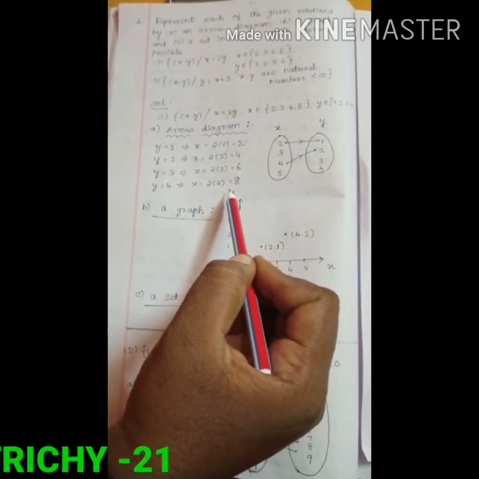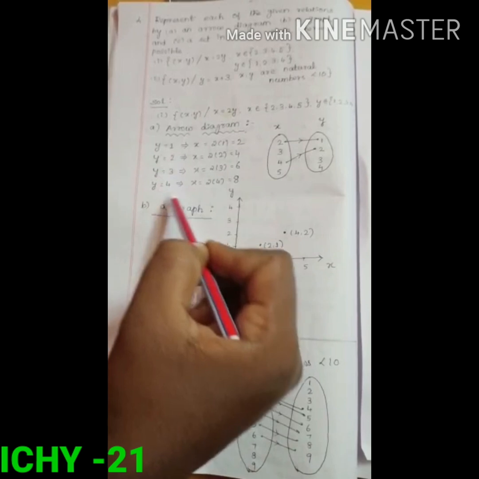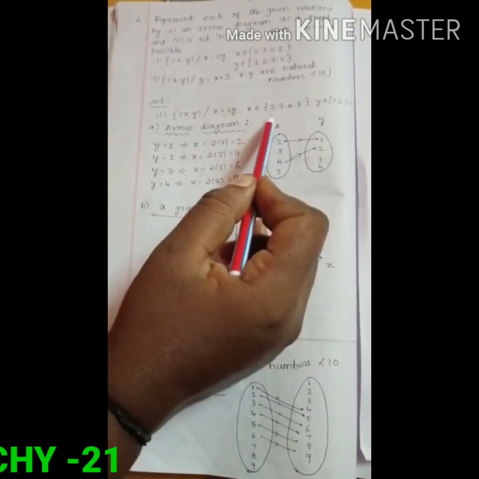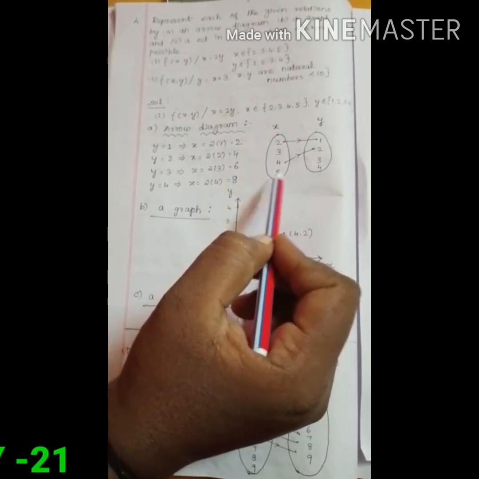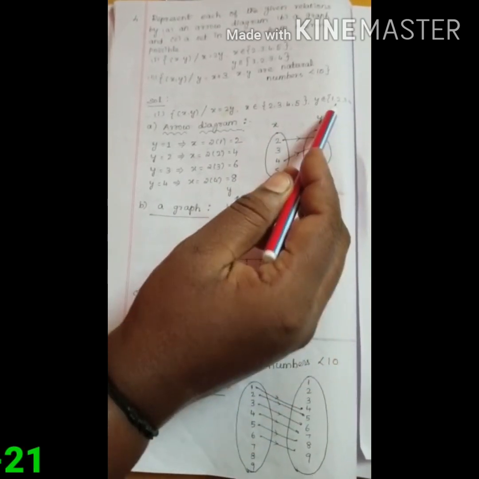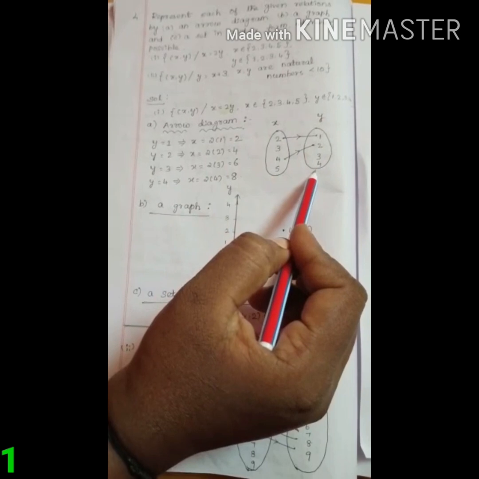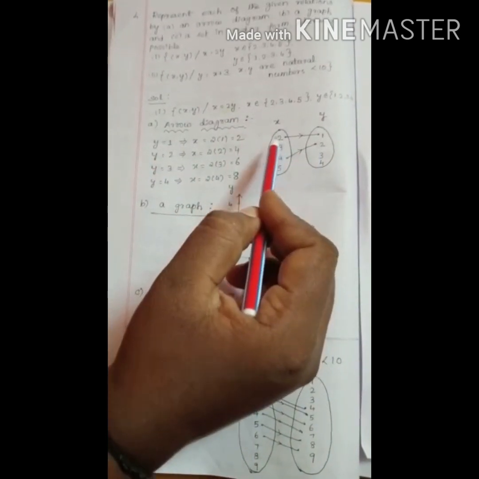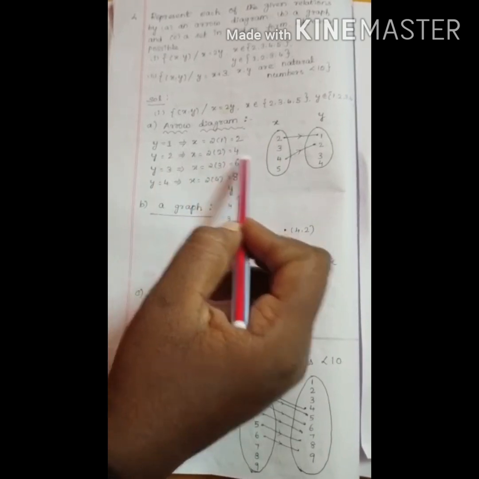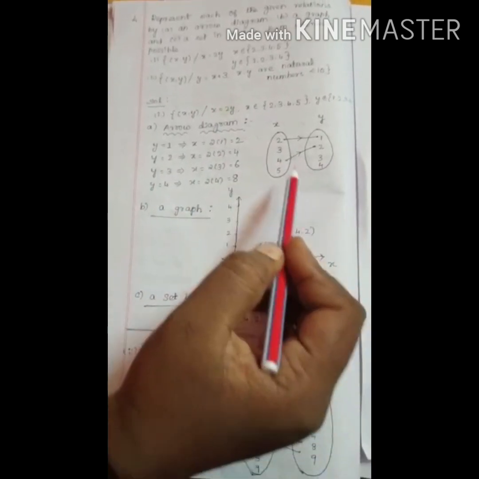So we draw the arrow diagram. Here, the domain is 2, 3, 4, 5. The x set is the domain, then the y set is the codomain, that is 1, 2, 3, 4. Here the relation is 1, 2, so 1, 2. Then the next one is 2, 4. This is the relation.